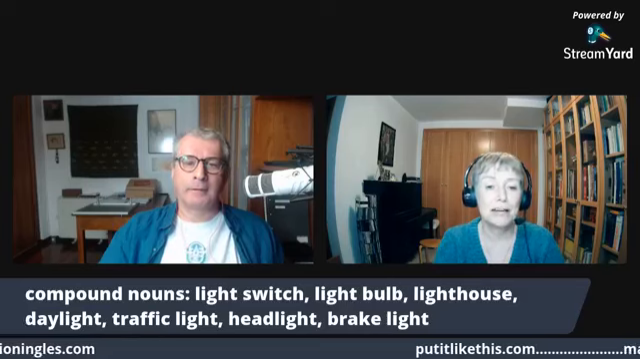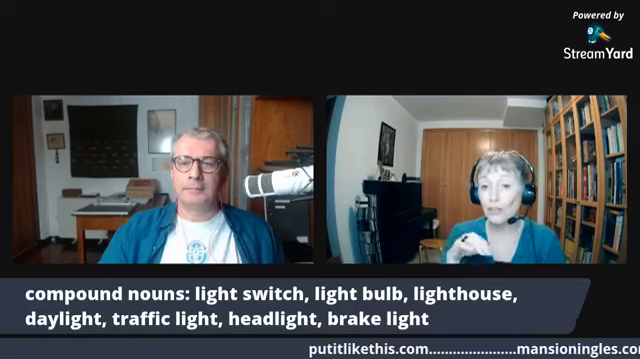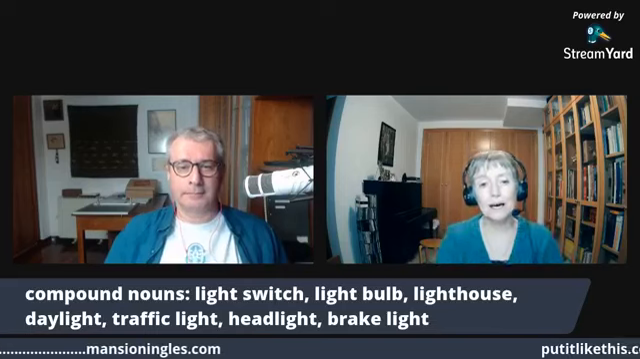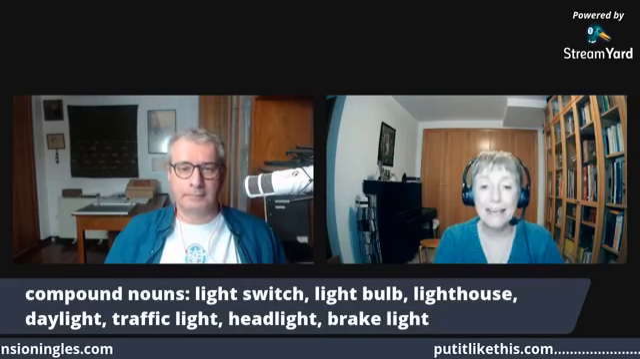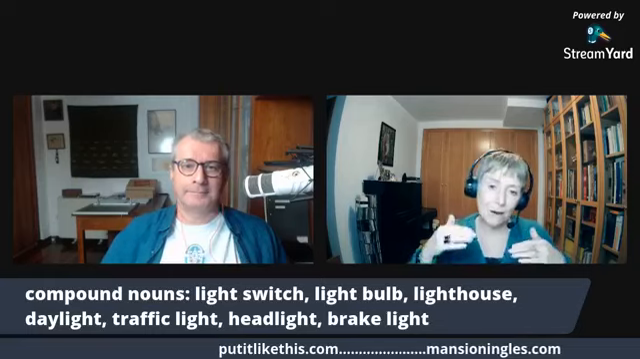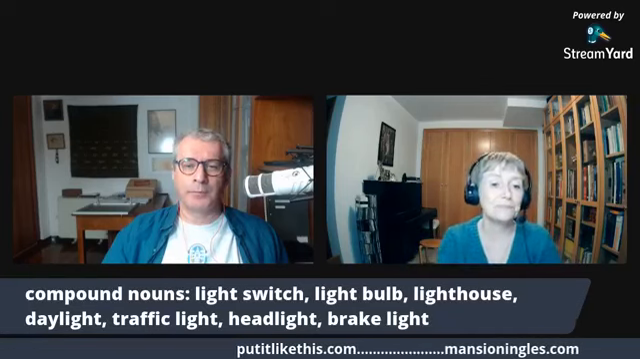Then we have two types of lights that you find on the car. You have the headlights, which are at the front of the car. And at the back of the car, you have the brake lights. They show you when you are braking the car. When the car is slowing down and coming to a stop, that is the brake. You're braking, and that's a brake light. And it tells the car behind you that you are slowing down.